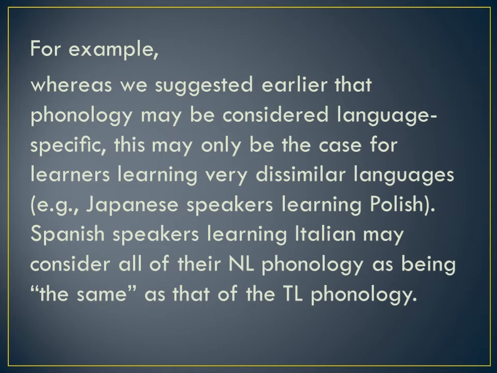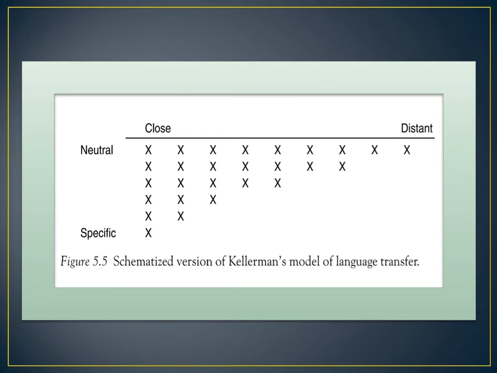So this would be seen in Figure 5.5, a schematized version of Kellerman's model of language transfer. The x's there indicate the extent to which the native language is expected to influence the second language. What is crucial is that the degree of language closeness is based on the learner's perception of the distance, which is not necessarily the actual language distance between the languages, and on the learner's perception of the organization of his or her native language. That is the extent to which parts of one's language are considered language neutral or language specific, and the extent to which the determination of language specificity is rigid or is susceptible to change based on the perception of language distance.